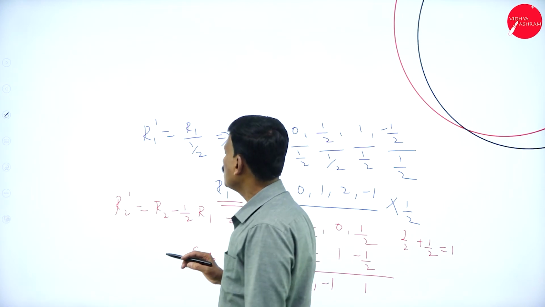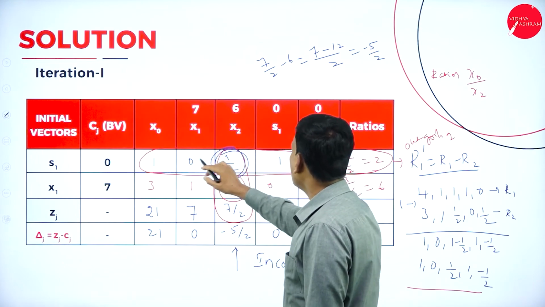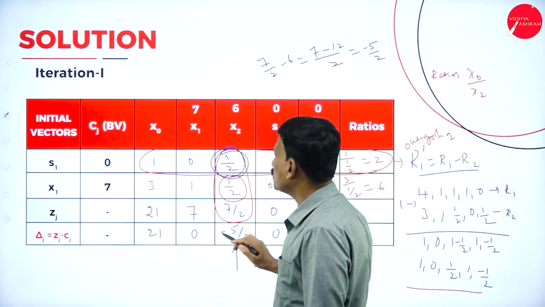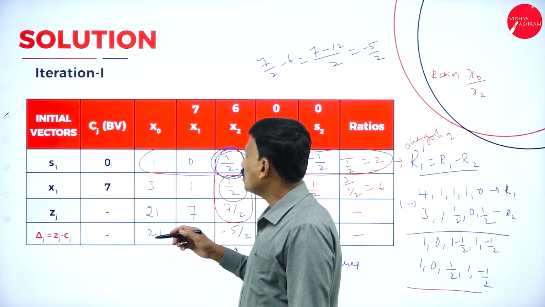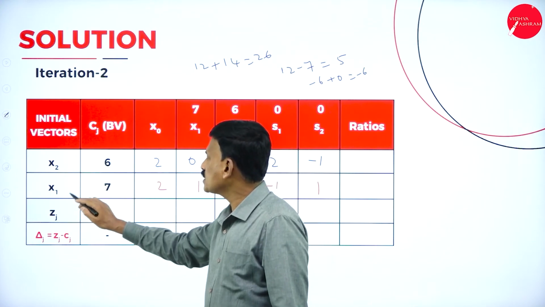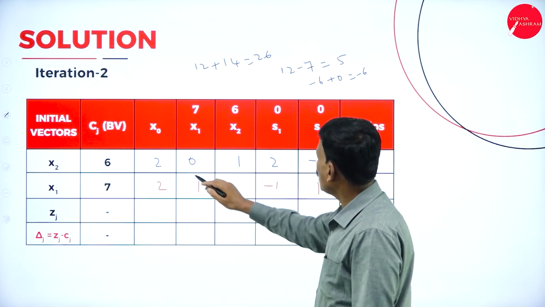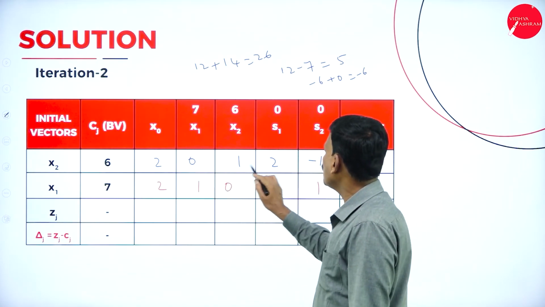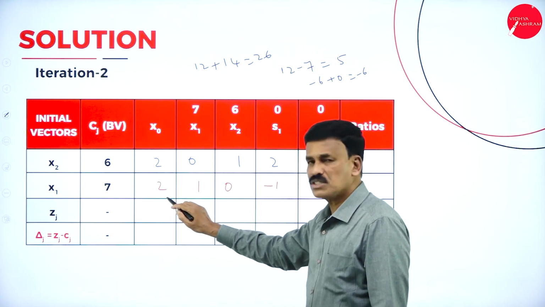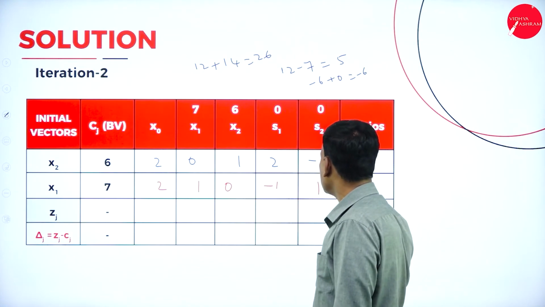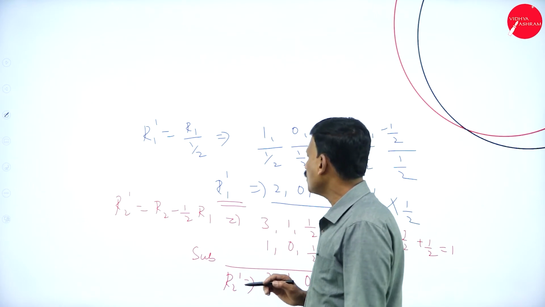So see here, from the previous table, the incoming value is x2 and the outgoing value is s1. So therefore this s1 is replaced by x2. So in the next table we are going to get x2 and x1. The coefficient of x2 is 6, x1 is 7, and the values of R1 dash are 2, 0, 1, 2 and minus 1 by dividing every element by 1 by 2, and the elements of R2 dash are 2, 1, 0, minus 1 and 1 by performing the operation R2 dash is equal to R2 minus half of R1.